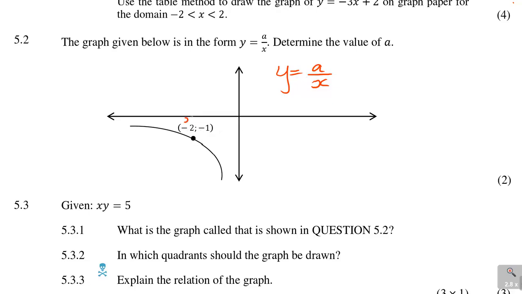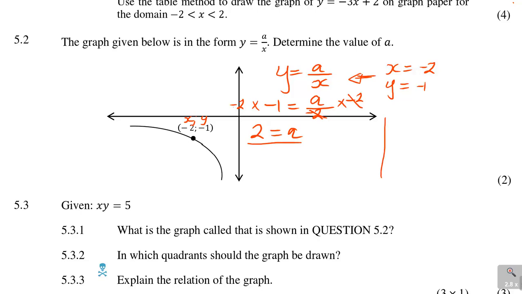Remember, -2 represents x and -1 represents y. So you have got x as -2. You have y as -1. You substitute this here. So where there is y, you say -1 is equal to a over -2. When you have done that, how do you solve for a? You can multiply by -2 this side, multiply by -2 this side, so that here -2 times -1 is 2 is equal to a.